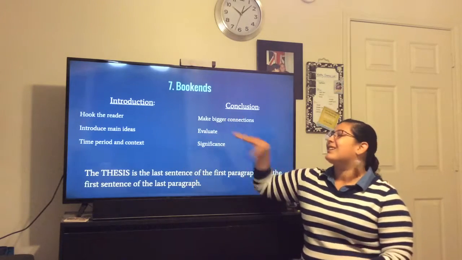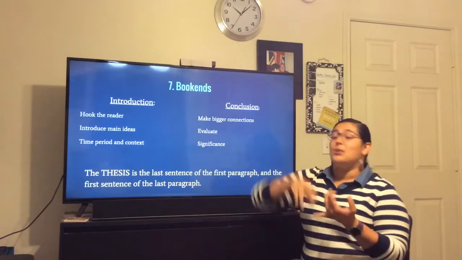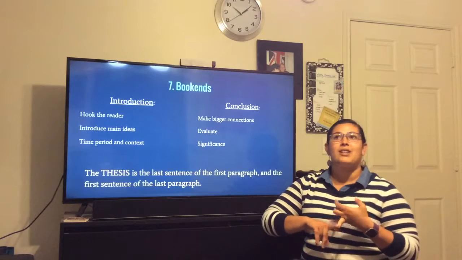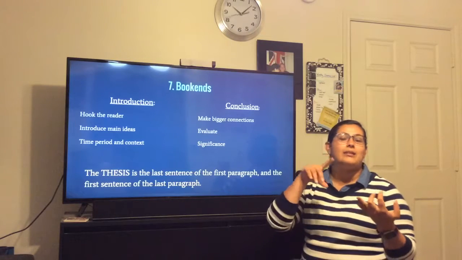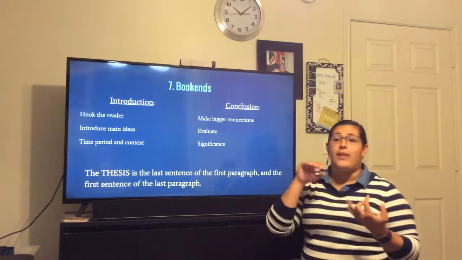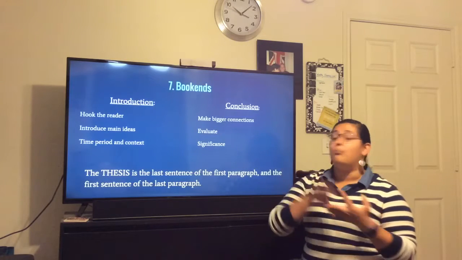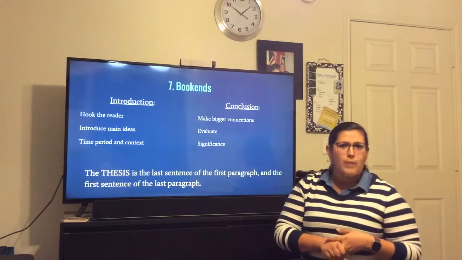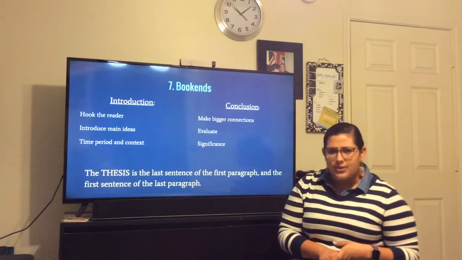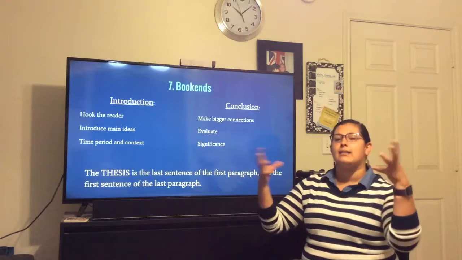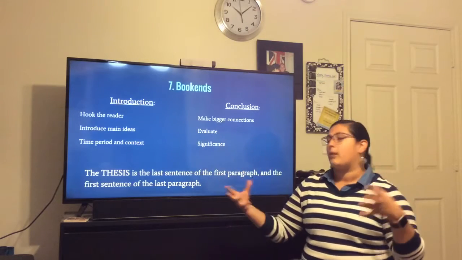This can be a little confusing. Let's focus on the introduction. You hook your reader. You introduce your main ideas. Fidel Castro was important because he conquered Cuba and then changed the geopolitical landscape of the Caribbean. Bullying is a nationwide problem because there are so many avenues to bully someone nowadays. Stuff like that. You introduce those main ideas. Let your reader know what you're going to talk about.